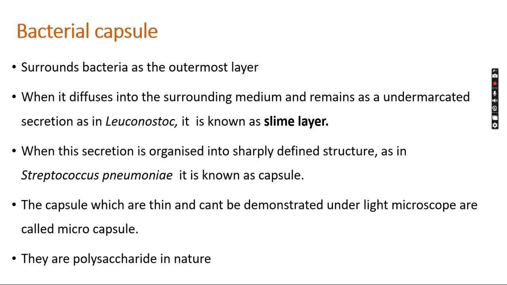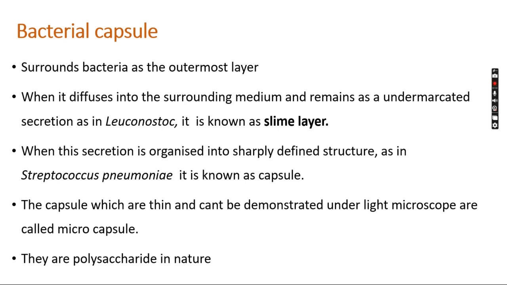It is loosely bound to the cell wall, so at that time we call it a slime layer. And the capsule is a sharply defined structure, which is closely attached to the cell wall, so then we call it a capsule. Streptococcus pneumoniae is one example of bacteria which has a capsule. Capsules which are thin cannot be demonstrated under the light microscope.